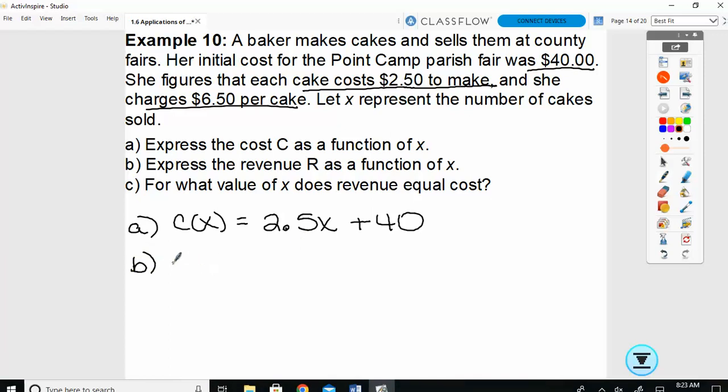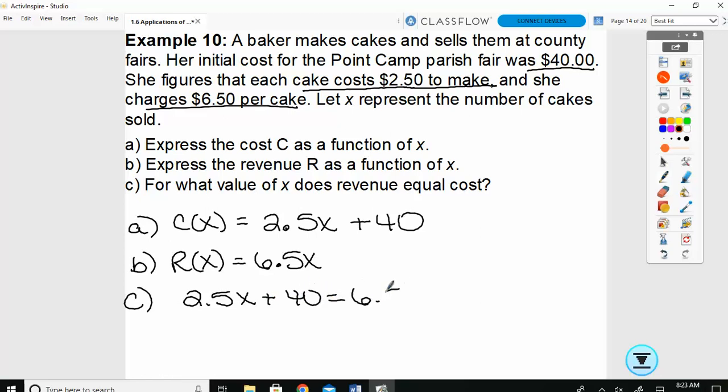All right, B. What is the revenue? 6.5x. Okay. For what value of x does revenue equal cost? So if we set these things equal to find her break-even point, subtract over your 2.5x, and you get x to be 10. So she's got to sell 10 cakes to break even. More than that, she'll make money. Is that okay?